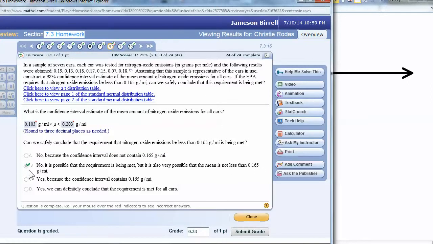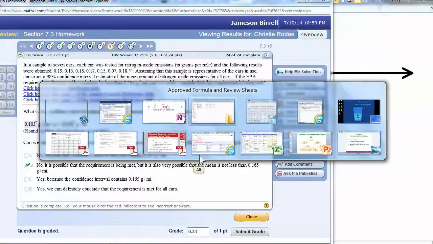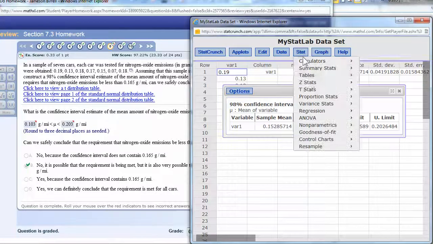Well, the answer you went with, which is probably not where your question was. Your question was, how did we get to these endpoints? So the short of it was, I ran stat, t-statistics, one sample, and since I had the data, I just used the data, changed it to my confidence level of 98%, and I was good to go.